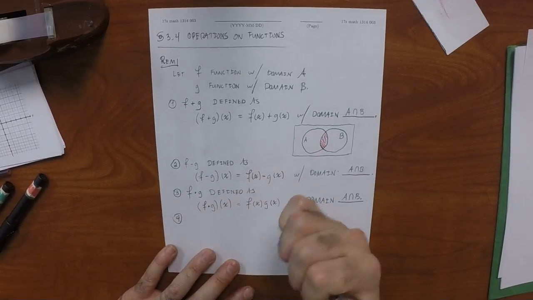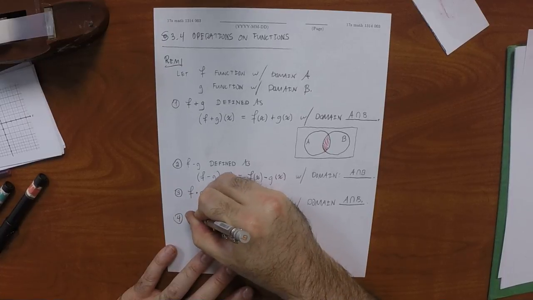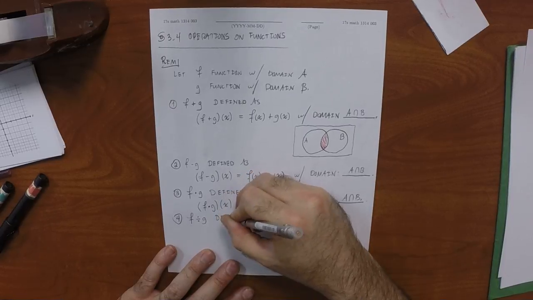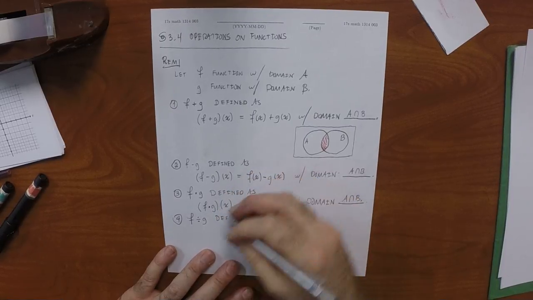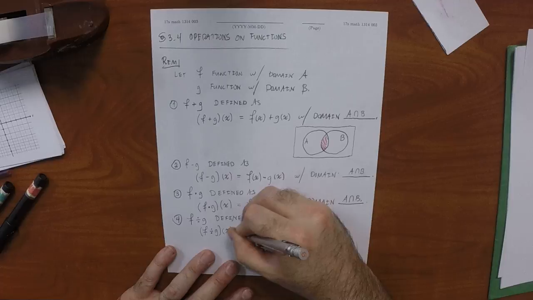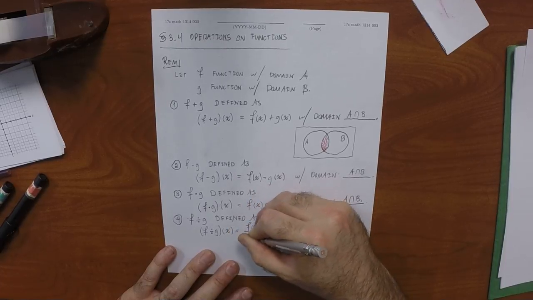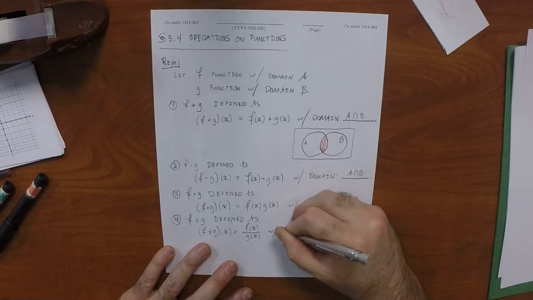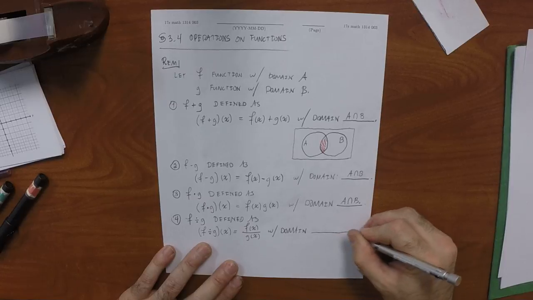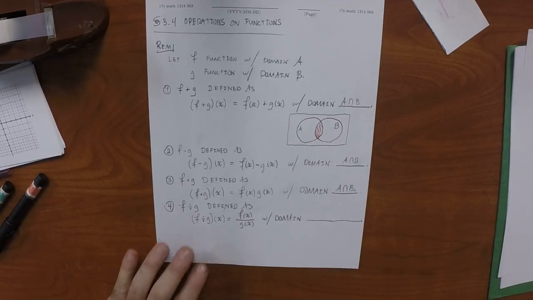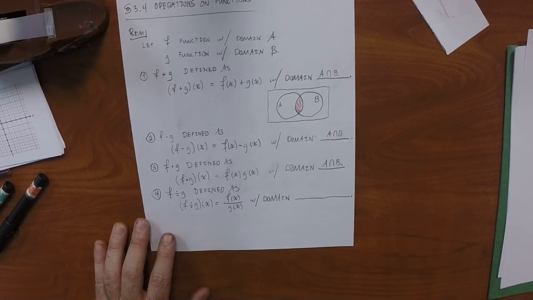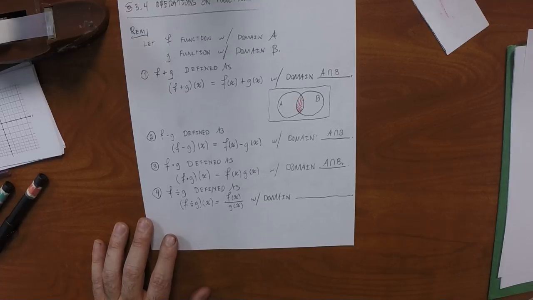For F divided by G, it is defined as F divided by G evaluated at X is F of X divided by G of X, with domain. With domain what? I left a longer blank this time. With domain what?